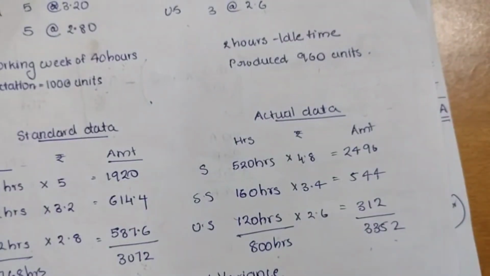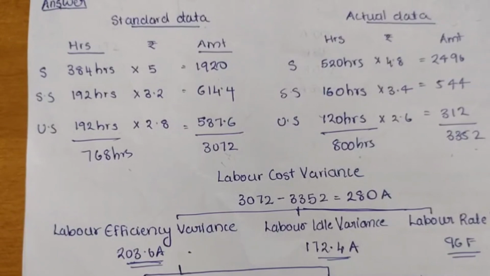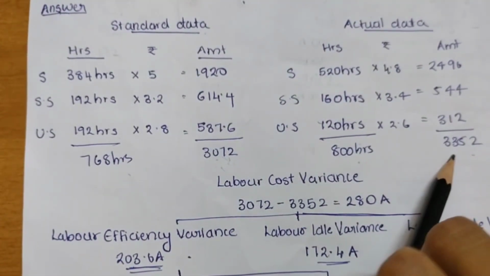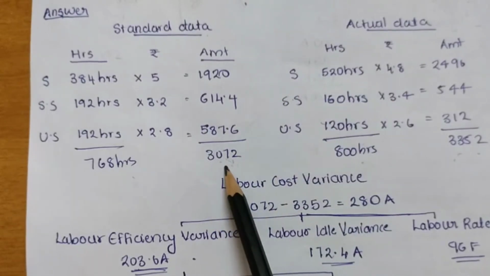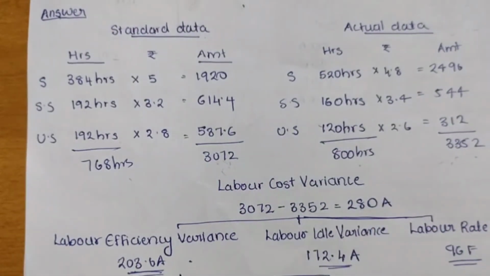So we are going to start calculating. The first thing that comes our way is labor cost variance. For labor cost variance, it is very easy. It's the standard cost, and 3352 is the actual cost. Once we subtract standard cost minus actual cost, we get 80 adverse. So why is it adverse? Let me come into it.